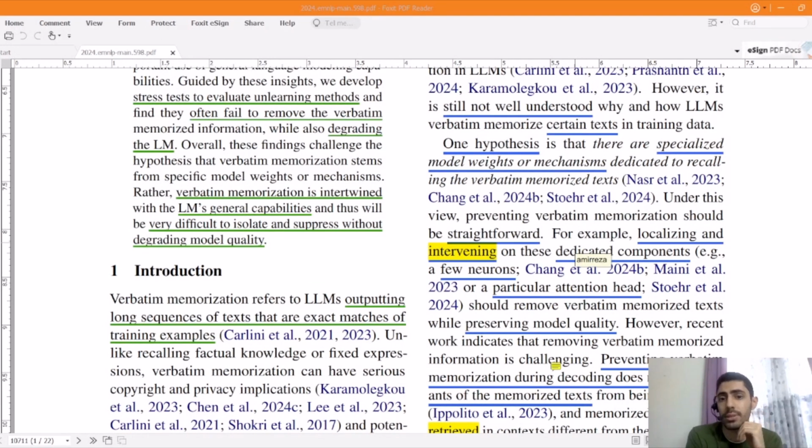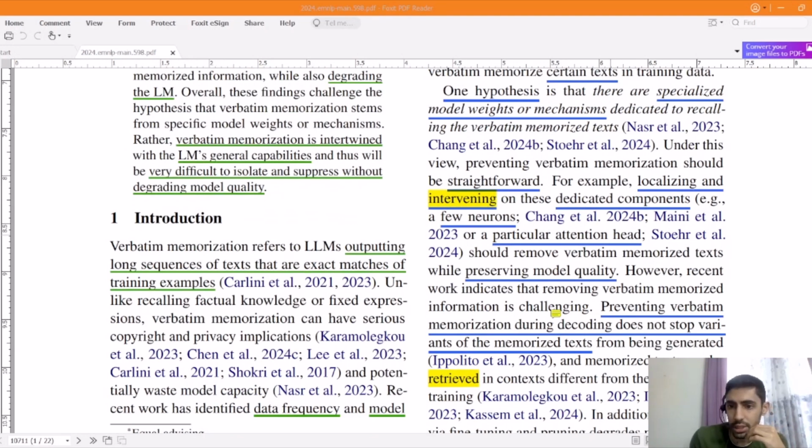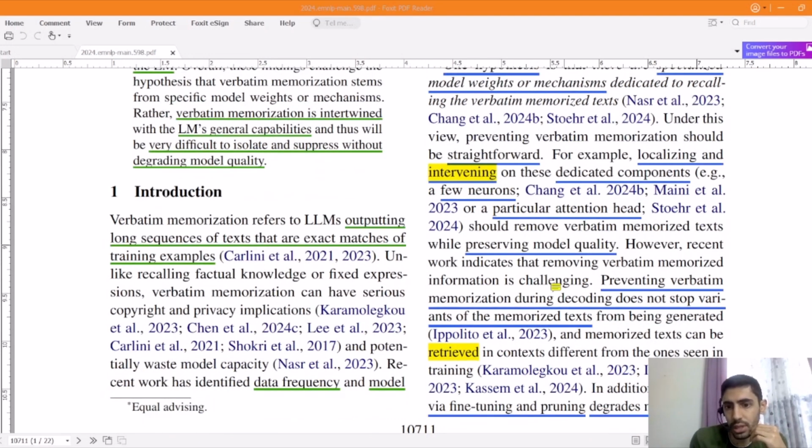One hypothesis is that there is a specialized model, weight, or mechanism, which is not true actually, dedicated to recalling the verbatim memorized text. Under this view, preventing verbatim memorization should be straightforward. It would be easily solved by localizing and intervening on this dedicated component, such as a few neurons, a few layers, or a particular attention head in an attention model. It should remove verbatim memorized text while preserving the model quality, without degrading the model.